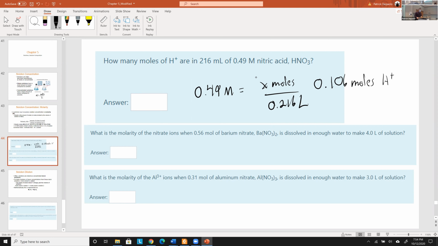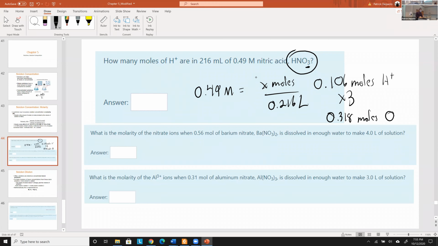Now, if this question was asking for how many moles of oxygen are in the same solution, what would you do? Yeah, exactly. So it would be 3 times your answer, because you know that in 1 molecule of HNO3, there's 3 oxygen atoms. So your number of moles of HNO3, you have to multiply it by 3 to get the number of moles of oxygen. 0.316 moles of O.